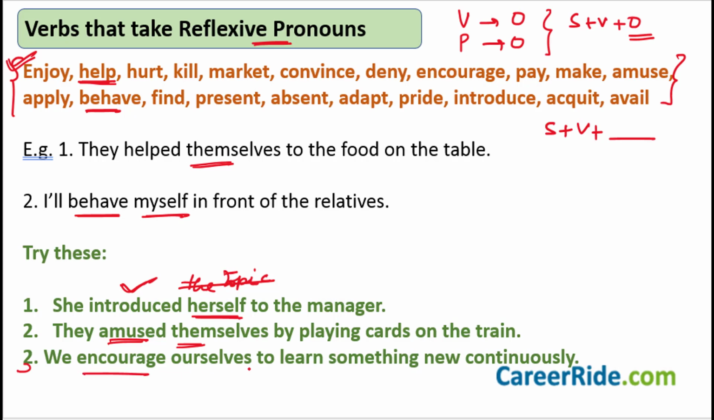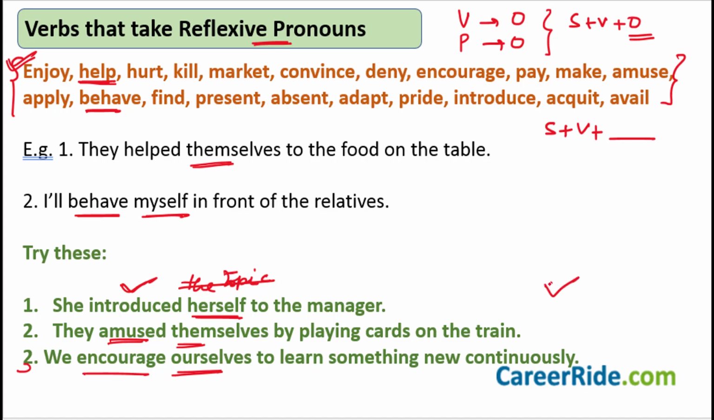We encourage our children, we encourage the students. Had it been that, then the children or the students, they would be the subject. But when there is nothing else, it means we are the object ourselves, right? It means we encourage whom? We encourage ourselves to learn new things continuously. Okay.